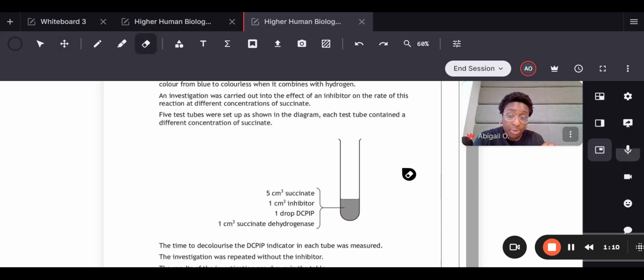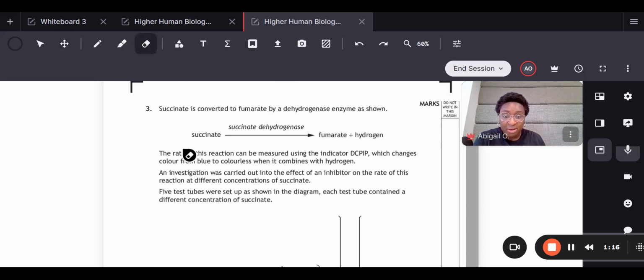So, really important when you do these questions to try and understand what's going on with this kind of experimental setup. Basically, you've got this reaction that takes place, and you've got this indicator DCPIP. When this reaction is complete, so when you've changed this compound into this compound, which has hydrogen, your indicator DCPIP is going to change color. It's going to go from blue to colorless. So the more this reaction is going on, the faster you're going to go from blue to colorless. That's what the indicator is supposed to do for us.